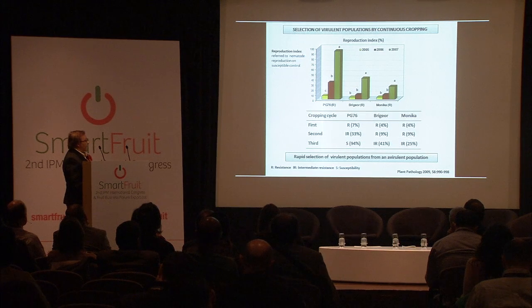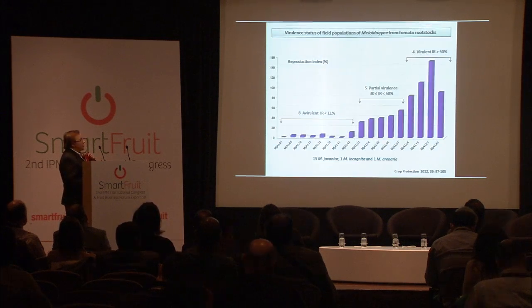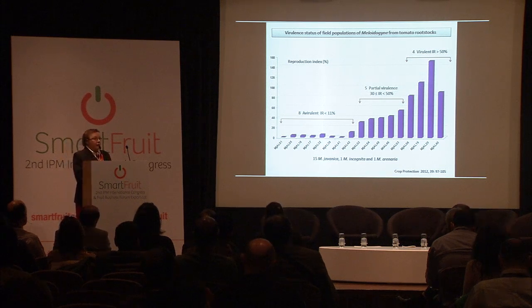So it would be the same as using a susceptible crop. So continuous use of rootstocks can give rise to rapid selection of virulent populations in quite a short period of time. Now, then we went to the field to verify the situation with the existence of virulent populations in the field. This was a study carried out in Almeria of 17 nematode populations in Almeria. 9 of those populations had total virulence or partial virulence.